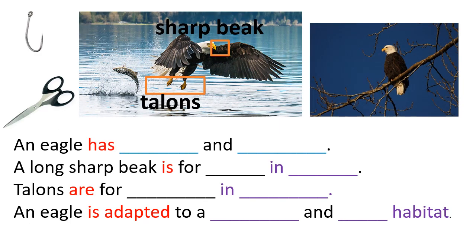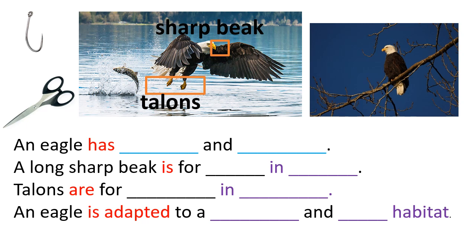So we have another animal here called an eagle and it has talons. So talons are like a hook or like scissors, and a sharp beak. So actually the sharp beak is more like scissors and the talons are more like the hook. So you see the picture of the hook on the left and the scissors. So an eagle has talons and a sharp beak. A long sharp beak is for, what do you think a sharp beak is for? What do you think talons are for? And look at the picture.